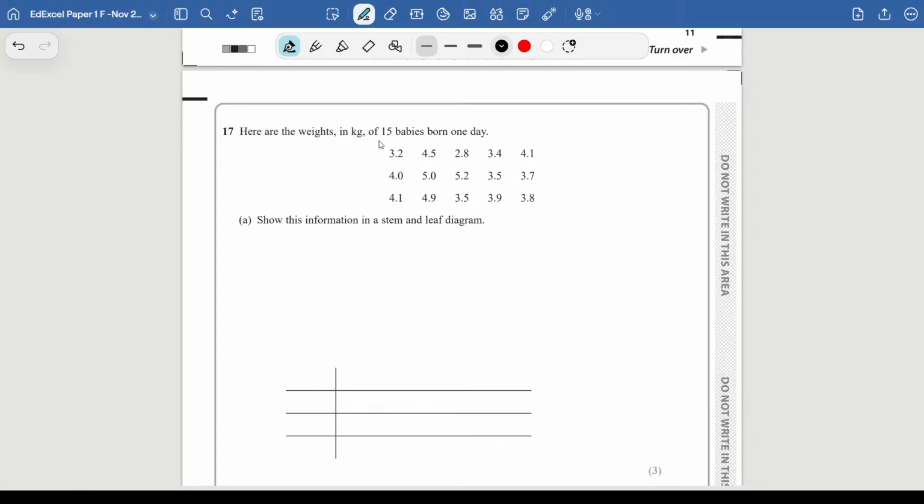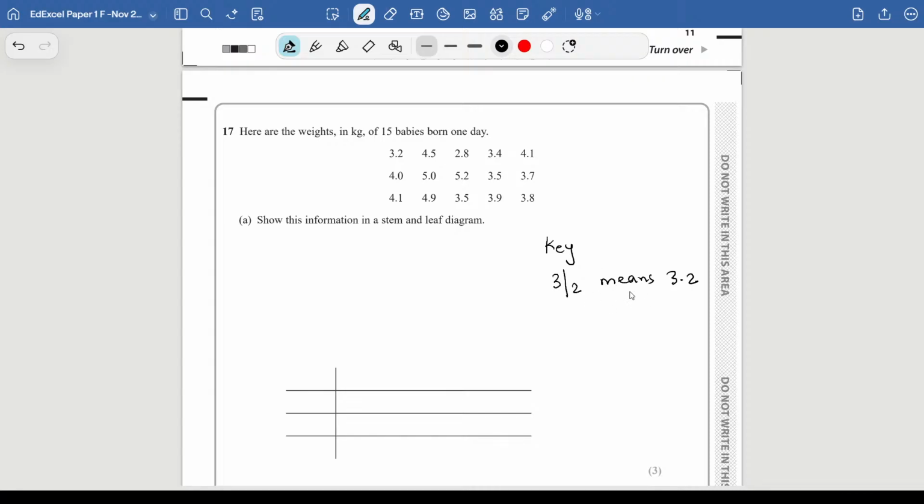Here are the weights in kg of 15 babies born one day. Show this information in a stem and leaf diagram. So this is the information for the weights of the babies. We have to represent it in a stem and leaf diagram. Before we begin, we have to make sure that they are in order, and we need to find a key also. Since they are decimals, I'm using the key 3|2 means 3.2.